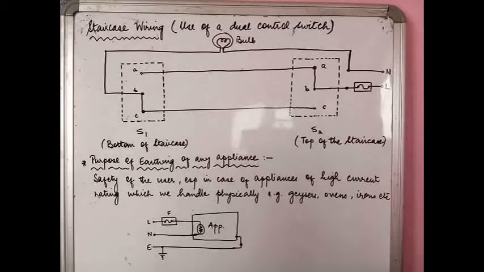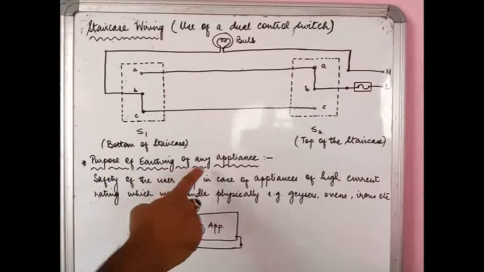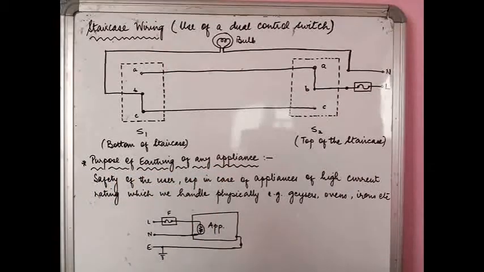Okay, the next thing that we have is the earthing. There are two kinds of earthing that we have. We have one as the local earthing and then the individual appliance earthing. So the purpose of earthing of any appliance. Now what is the purpose? First of all, let us read. Safety of the user is the main purpose of earthing. Okay, safety of the user.